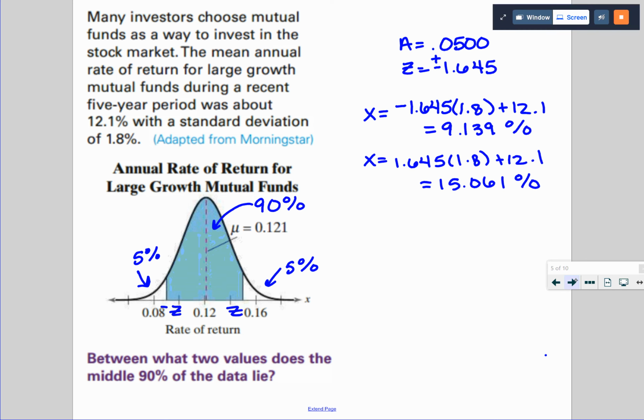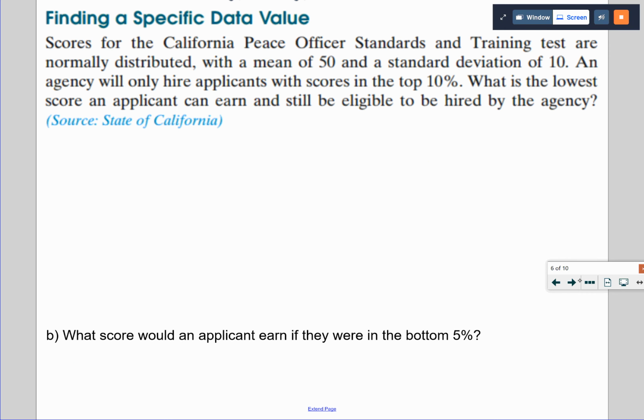All right, flip your paper over. Let's try this one. Scores for the California Peace Officer Standards and Training Tests are normally distributed with a mean of 50 and a standard deviation of 10. An agency will only hire applicants with scores in the top 10%. What is the lowest score an applicant can earn and still be eligible to be hired by the agency?